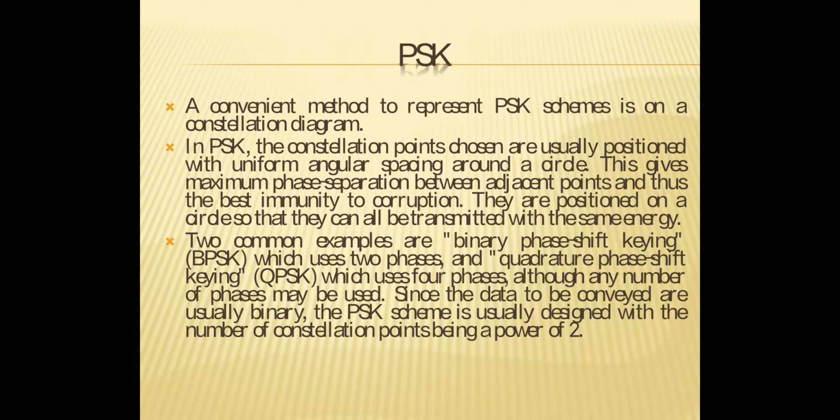Two common examples are binary phase shift keying, that is BPSK, which uses two phases, and quadrature phase shift keying, that is QPSK, which uses four phases. Quadrature means 4 and binary means 2. Although any number of phases may be used, since the data to be conveyed are usually binary, the PSK schemes are usually designed with the number of constellation points being a power of 2.